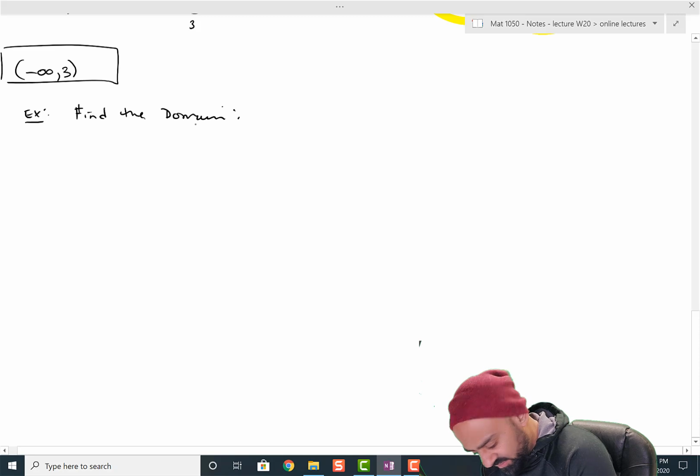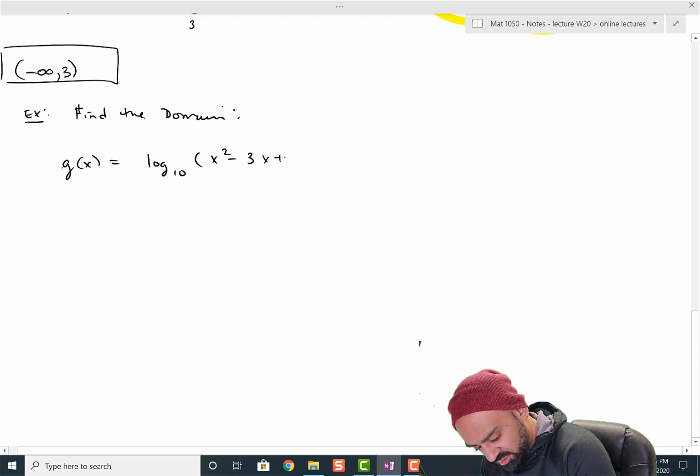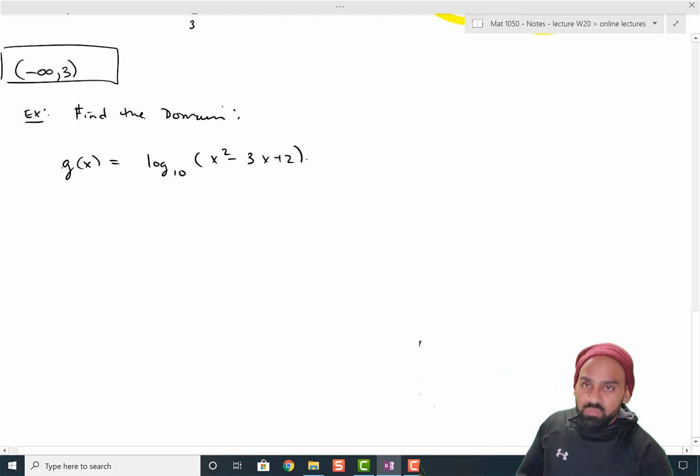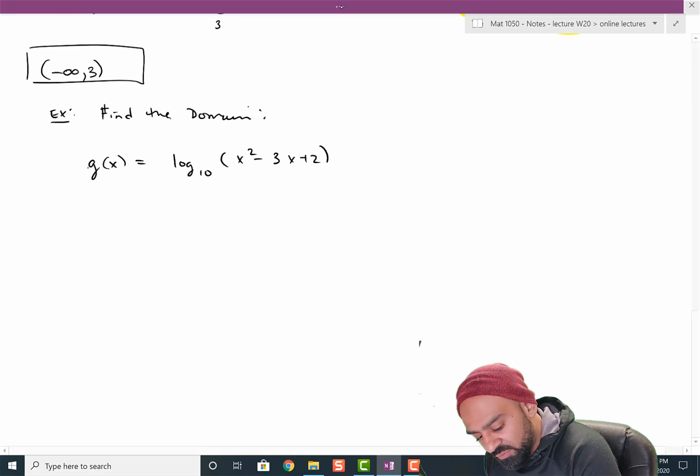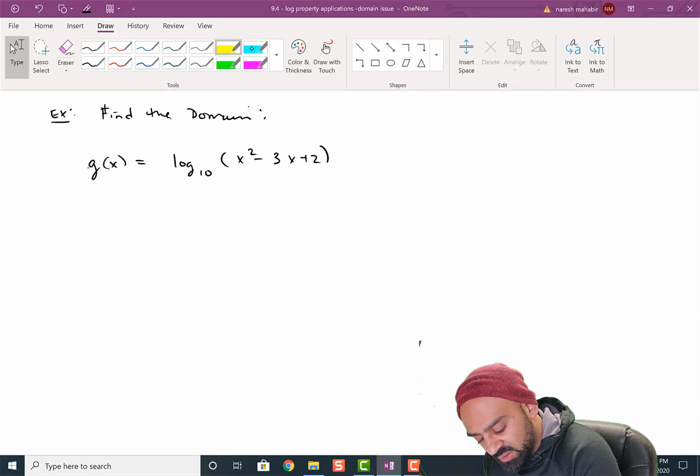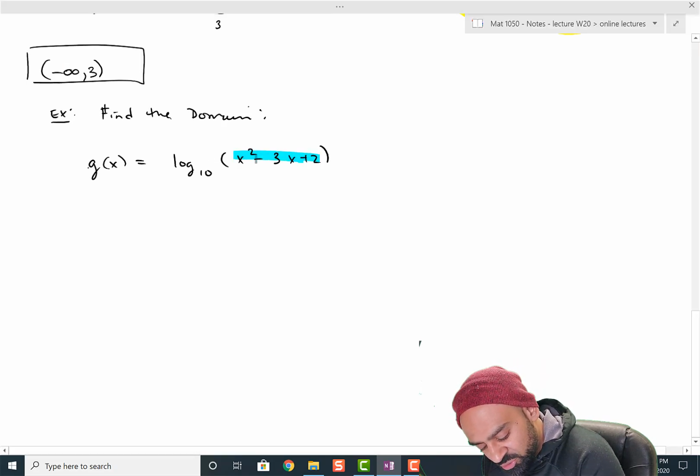All right, so I'm going to find the domain, and here's the function. g of x equals log base 10 of x squared minus 3x plus 2. Okay, it looks a little juicier. Now they're looking for the domain, and you go down your checklist. And again, what's your checklist?